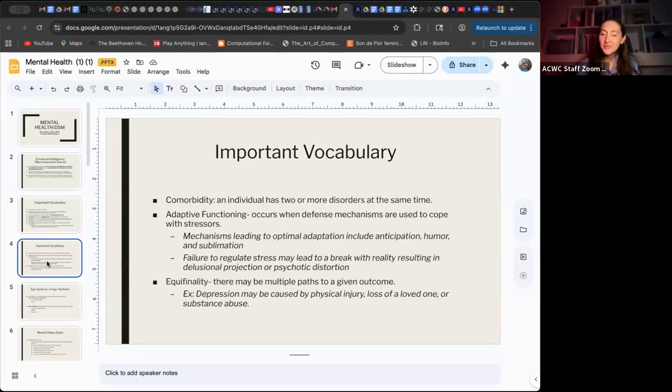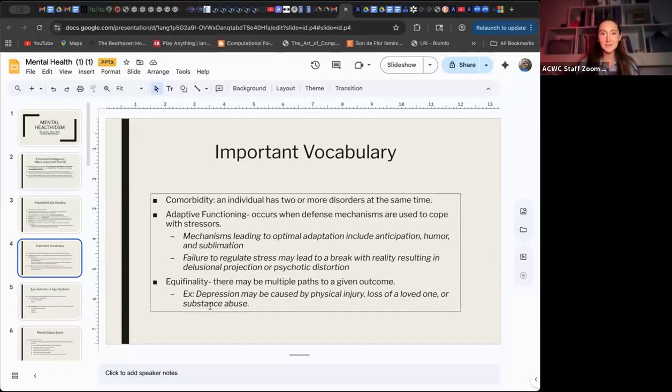Some more important vocabulary that can show up in this section is comorbidity, and that one a lot of people know in general. If you have comorbid diseases or disorders, you have two or more at the same time. Now, I'm going to skip this one for now and come back. I'm going to go next to equifinality.